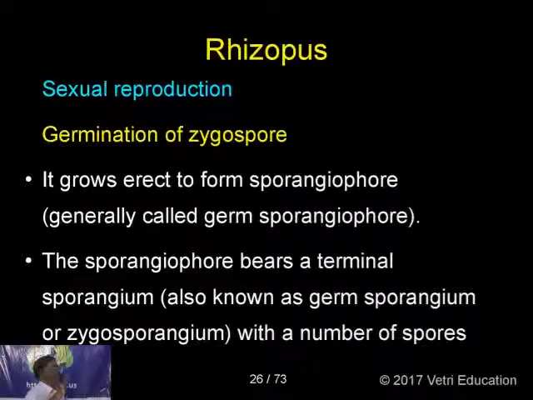So it grows erect to form a sporangiophore, generally called a germsporangiophore. The sporangiophore bears a terminal sporangium, also known as germsporangium or zygosporangium, with a number of spores.